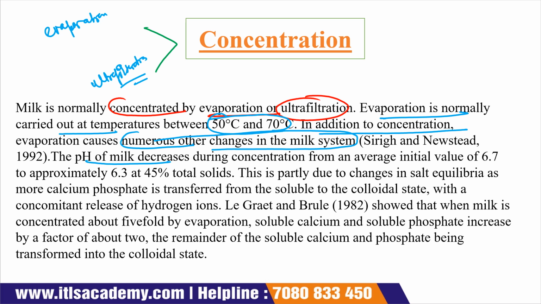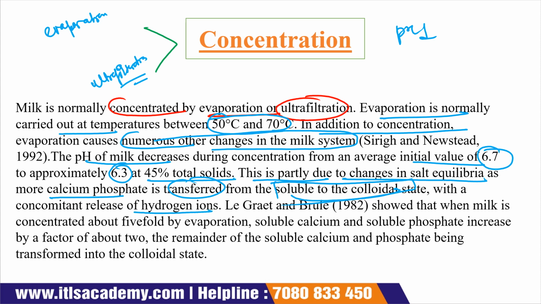Okay. So when we concentrate the milk, the pH decreases from an average initial value of 6.7 to 6.3 at 45% total solids. This is partially due to the change in the salt equilibria, as more calcium phosphate is transferred from a soluble to a colloidal state. And this pH decrease is due to the transfer of the calcium phosphate from the soluble state to the colloidal state with a concomitant release of hydrogen ions.